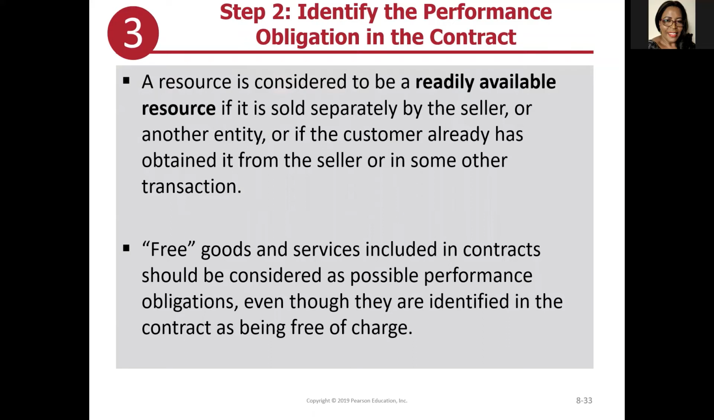Judgment may be involved in the determination of whether the promise to deliver the good or service is separate from other promises. Generally, if a promise to deliver is separable from other promises in the contract, then the two promises are not highly dependent or interrelated. Example of a free good or service: the telecommunication industry may offer free mobile phones with a service agreement.